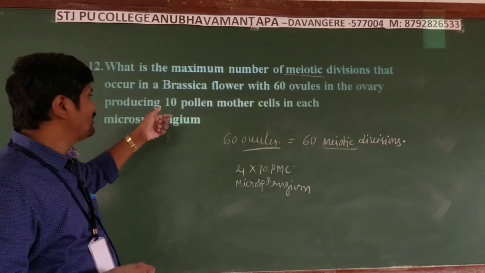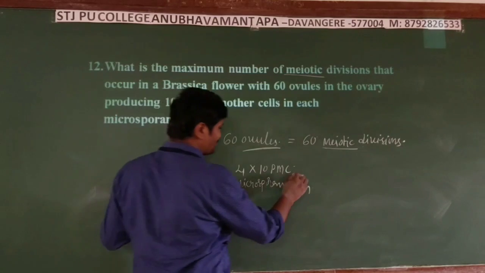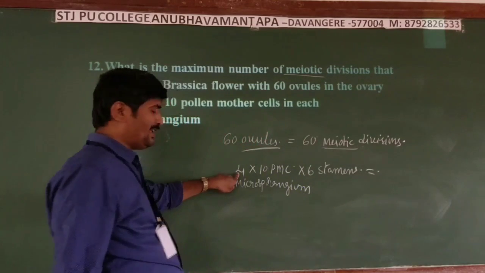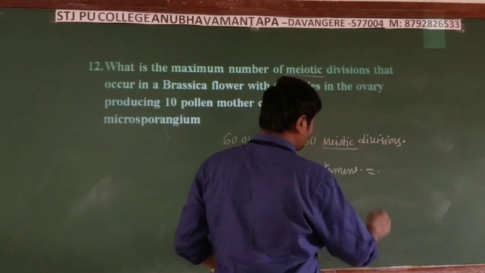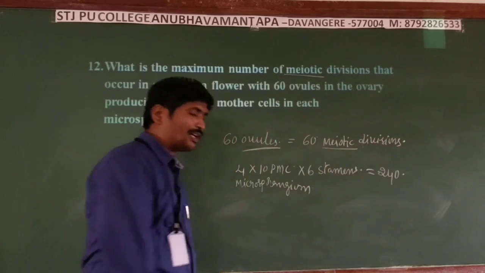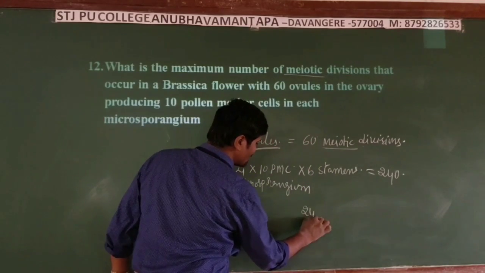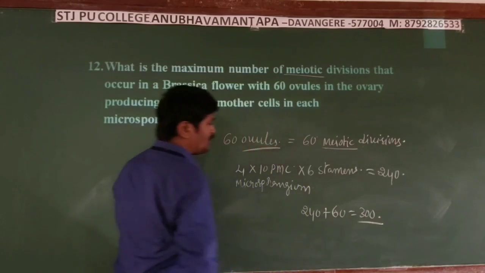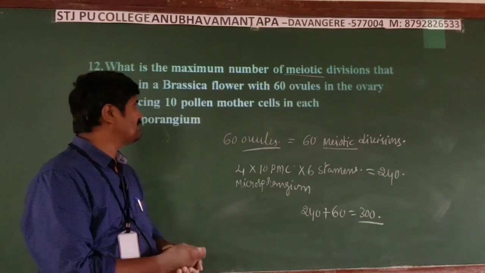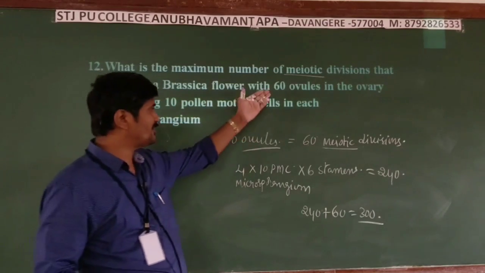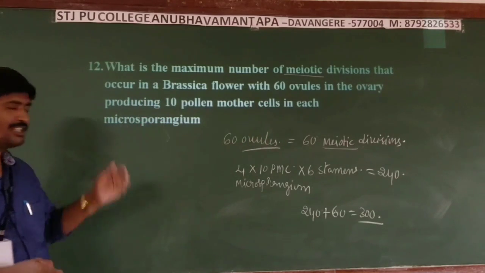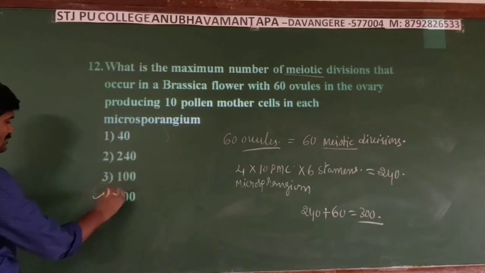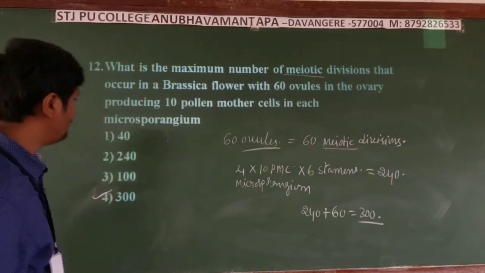Next one. How many stamens are present in one flower of Brassica? 6 stamens. So here 4 into 10 into 6. What is the value? 240. See here, total number of reductional divisions 240 plus 60, 300. Total 300 reduction divisions or meiotic divisions take place in a Brassica flower with 60 ovules in the ovary, 10 pollen mother cells in each microsporangium. See, the fourth option 300 is correct. Next one.